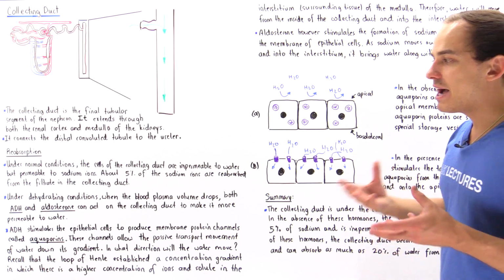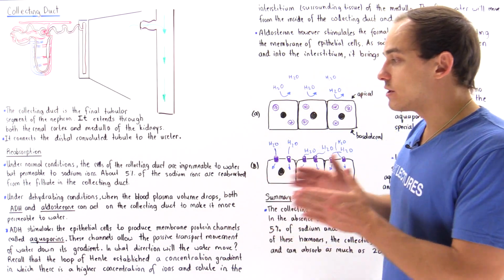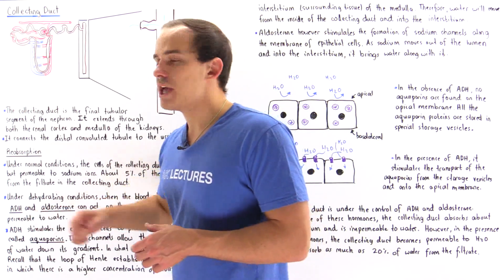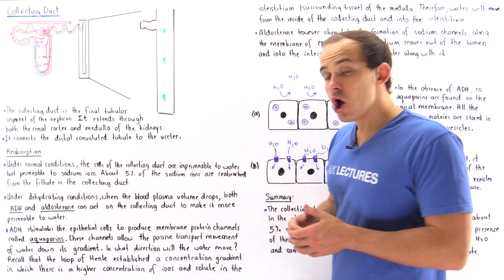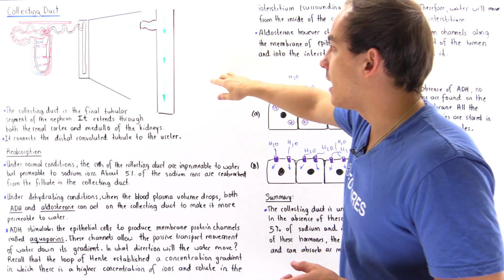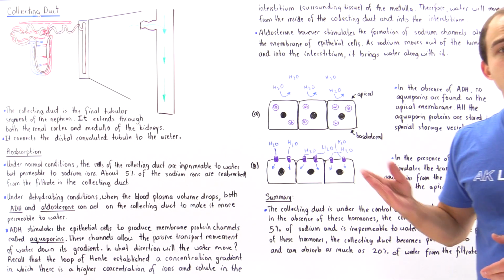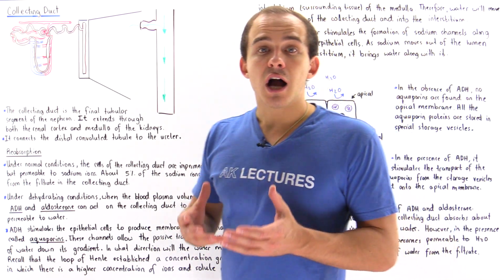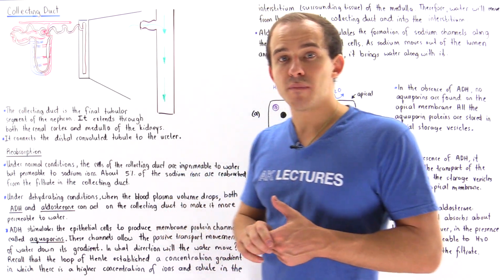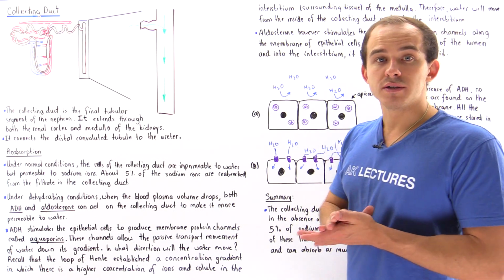Now, the mechanism by which these two hormones actually act are different. So let's discuss how each one of these hormones affects the functionality of our collecting duct. And let's begin with ADH. So ADH, or antidiuretic hormone, essentially stimulates the epithelial cells found along our collecting duct to produce membrane protein channels known as aquaporins. And aquaporins are these specialized types of channels found on the apical side of our membrane that are responsible for actually allowing the movement of water across the membrane.